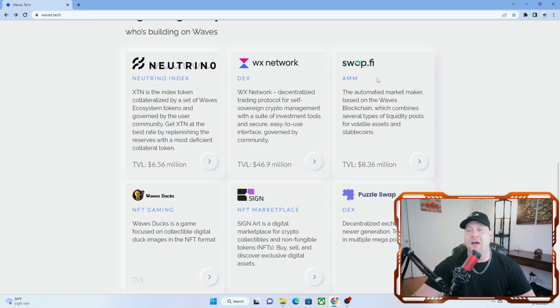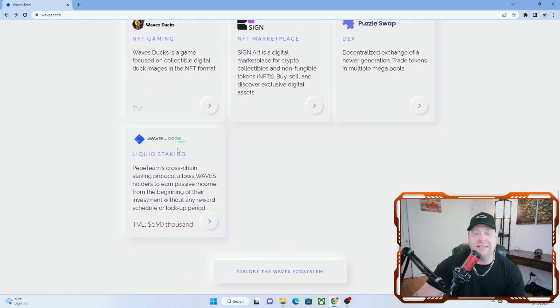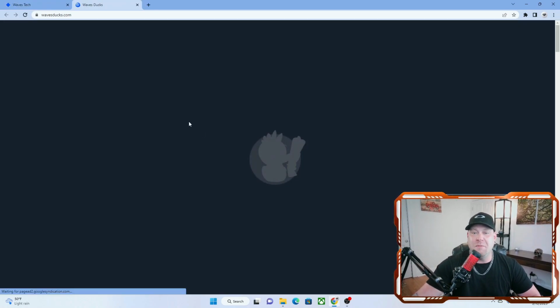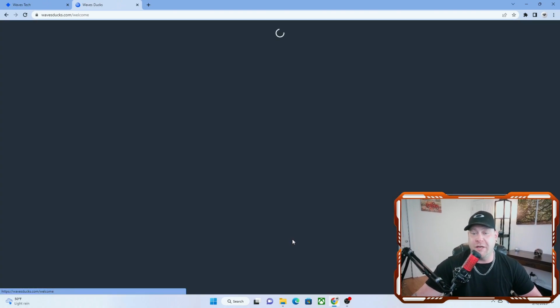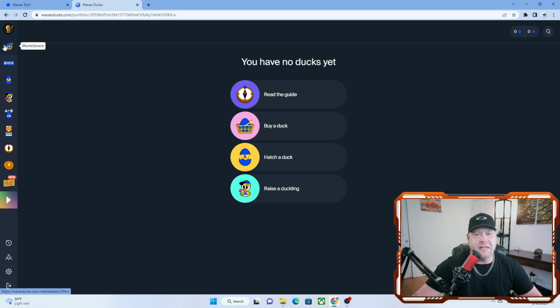And then Swap.fi, the automated market maker based on the Waves blockchain, which combines several types of liquidity pools for volatile assets and stable coins, and they currently have $8.36 million locked. And here are some other ones that I don't currently see too much of them locked right now, but the one that caught my eye the most is the Waves Ducks. It is an NFT-based game, which I actually kind of like, and you can get your ducks, grow your ducks, breed your ducks, what have you. And as of right now, I do believe they are selling the Genesis Ducks.